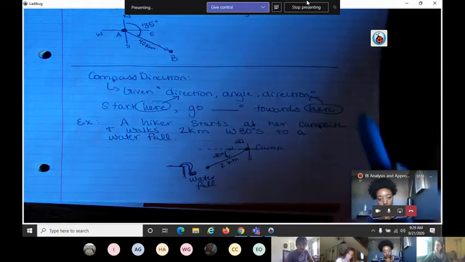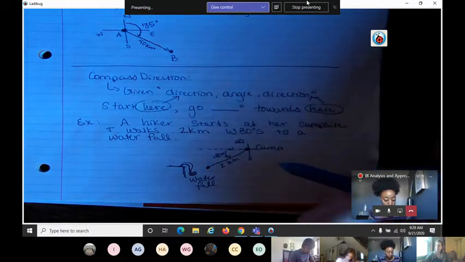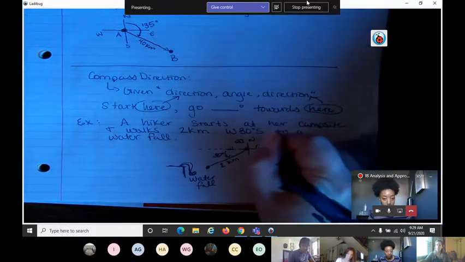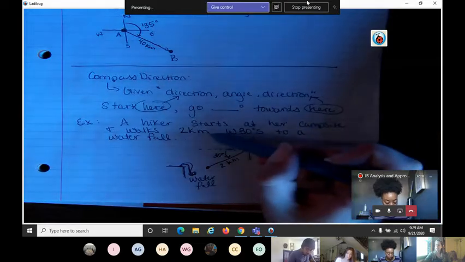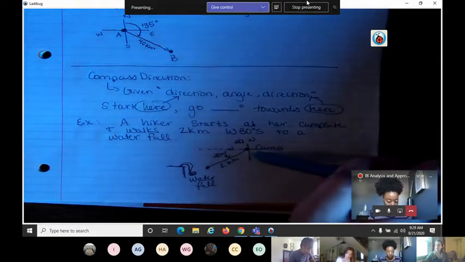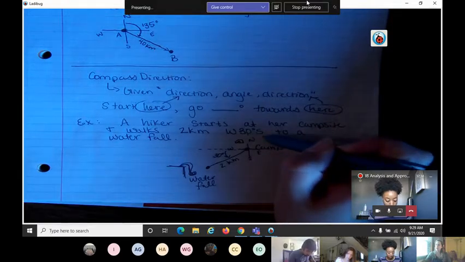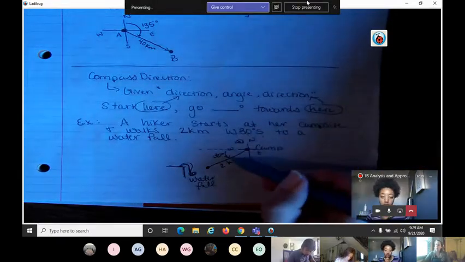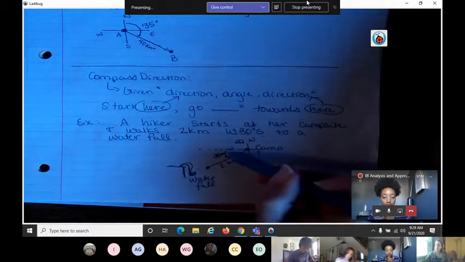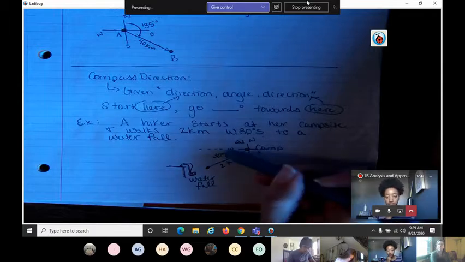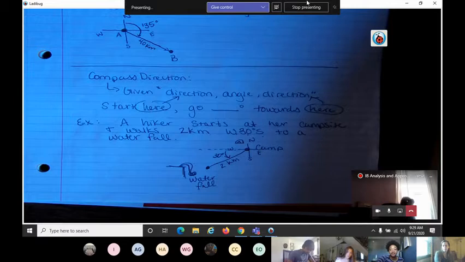So she starts at her campsite. We drew in a little compass at her campsite to indicate north, south, east, and west, okay? And it says that she walks 2 kilometers, so that's the distance. So that's how long this line should be. 30 degrees south of west. So we are going 30 degrees south from the west direction. Okay, so from the west axis, I'm going to move towards the south axis by 30 degrees. I got it. Perfect.